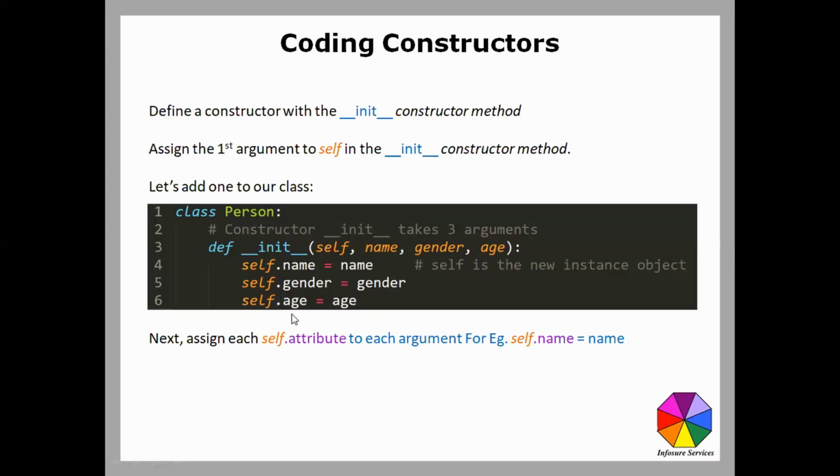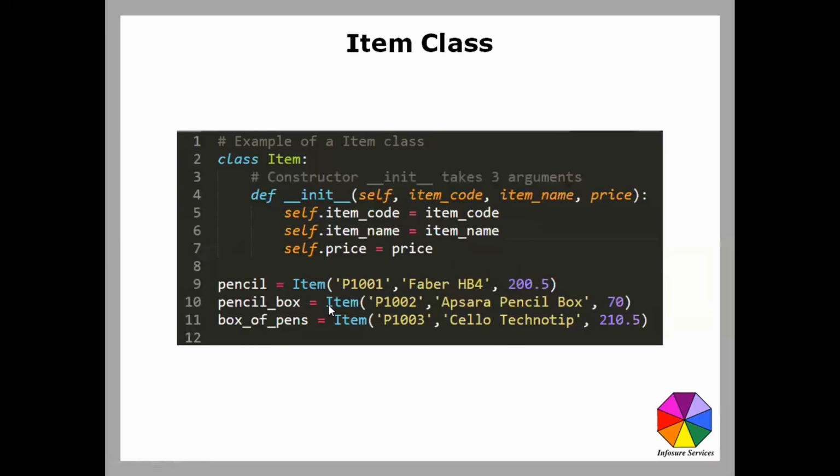Okay, let's take another example, class item. The constructor is like this. So def init, you have to code this constructor. The first parameter is always self. Self dot item code is equal to item code. Self dot item name is equal to item name. Self dot price is equal to price. So these arguments are initialized inside the class.